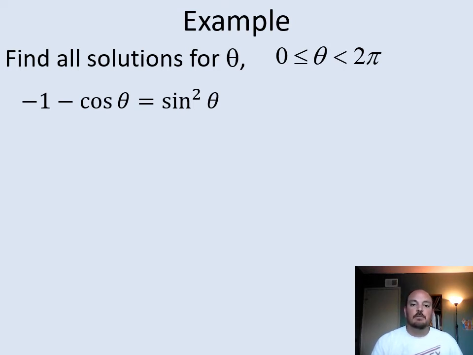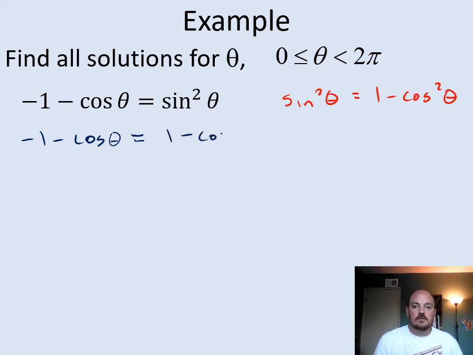So remember from your Pythagorean identities that sine squared theta is 1 minus cosine squared theta. So let's make that substitution. I'm going to leave the negative 1 minus cosine theta here, and I'm going to substitute 1 minus cosine squared theta here. So now I have all cosines, which is good. But one of them is just cosine theta, and one of them is cosine squared theta. So we need to group everything together and see. This is probably going to end up being factoring. Let's see what it looks like.